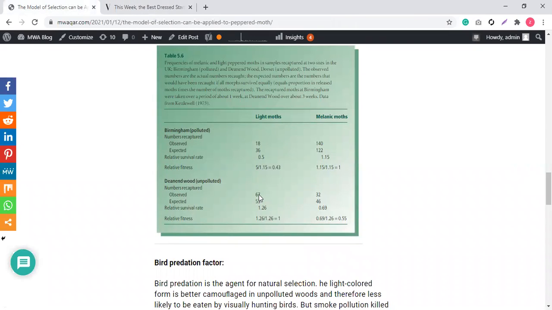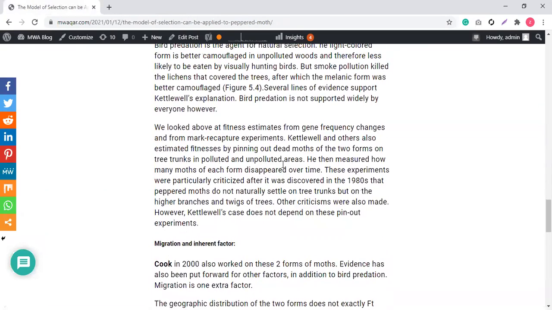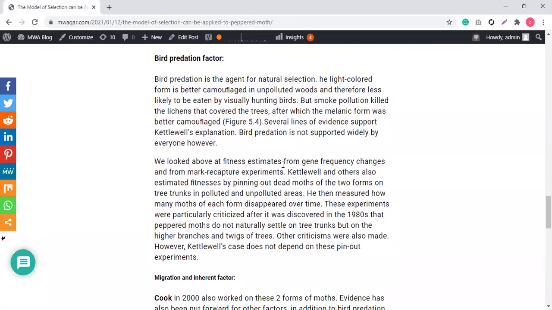Now move to the next thing. Bird predation factor. This is almost the last factor. Bird predation is the agent of natural selection. The light colored form is better camouflaged in unpolluted woods and therefore less likely to be eaten by visually hunting birds. But smoke pollution killed the lichens that covered the trees, after which the melanic form was better camouflaged.